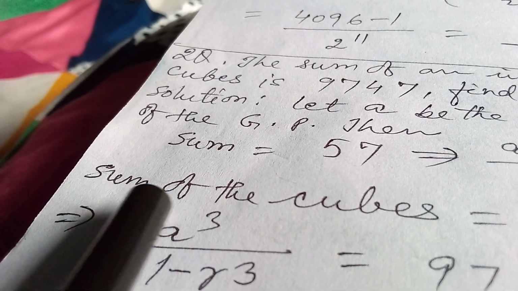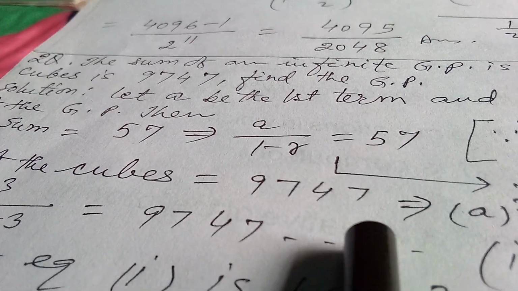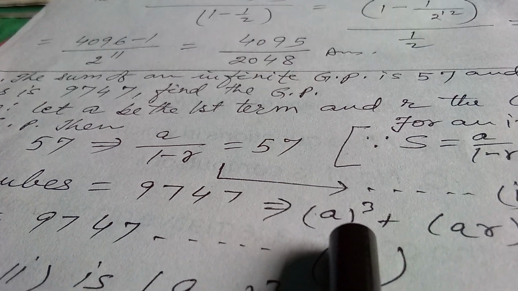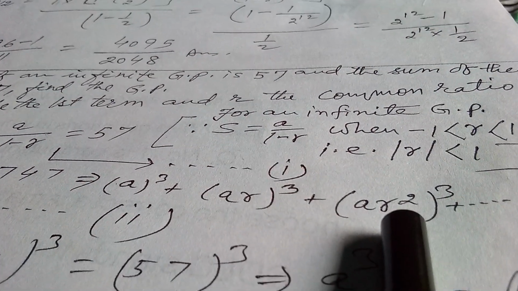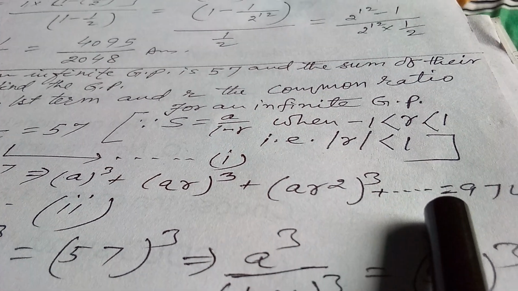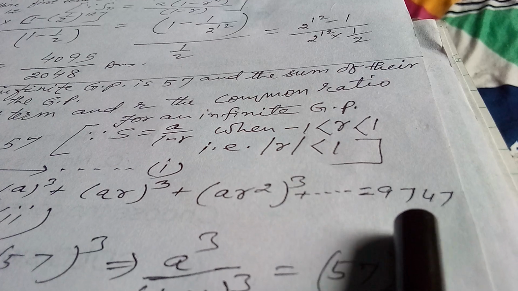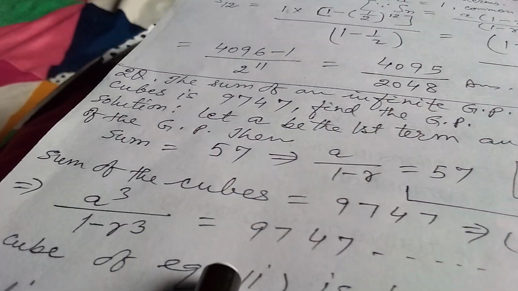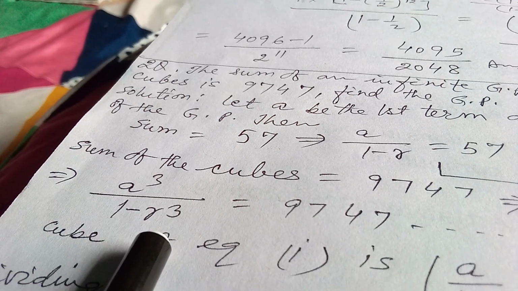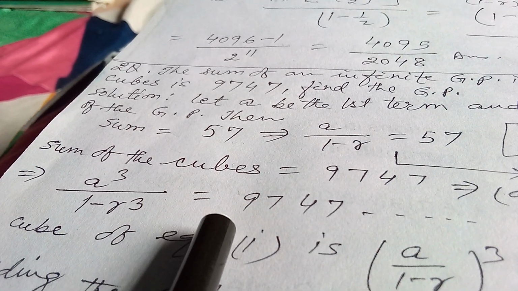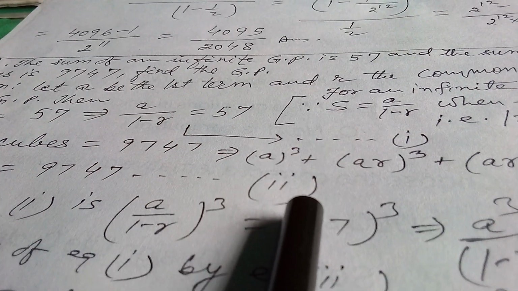And then the sum of the cubes is equal to 9747. This implies A to the power 3 plus (AR) to the power 3 plus (AR squared) to the power 3 plus and so on. It gives 9747. So from this we get A cubed by 1 minus R cubed is equal to 9747. This is the second equation.